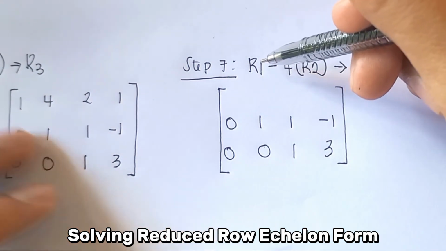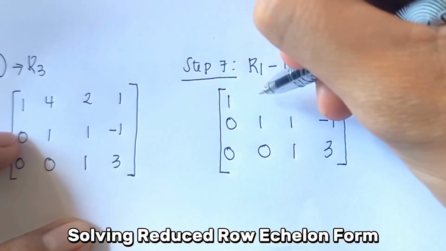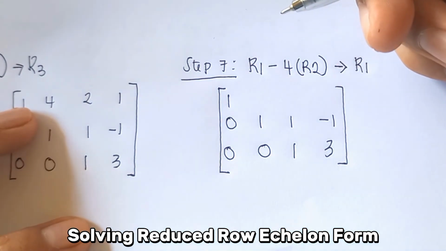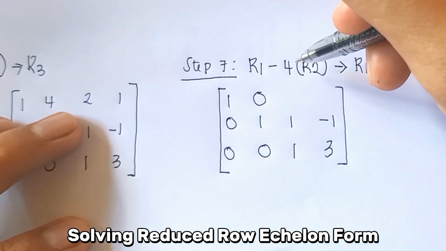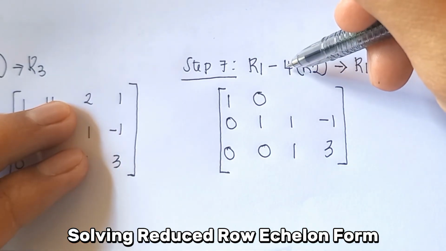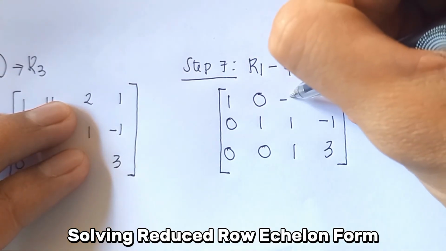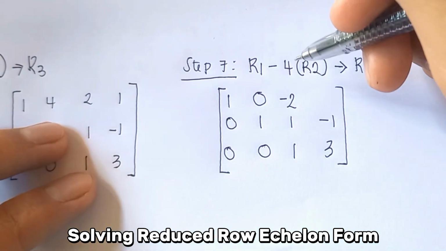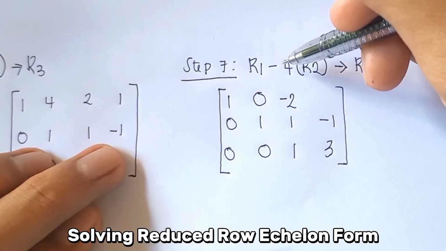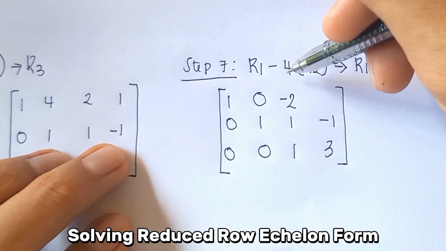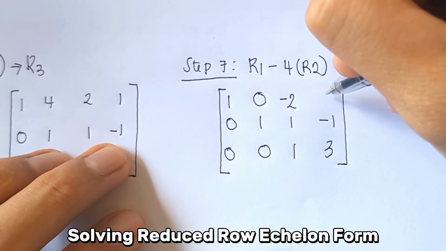So row 1, so 1 minus 4 times 0, this is 1. And 4 minus 4 times 1, that is a 0. And 2 minus 4 times 1, this is negative 2. Then 1 minus 4 times negative 1, this will become 5.